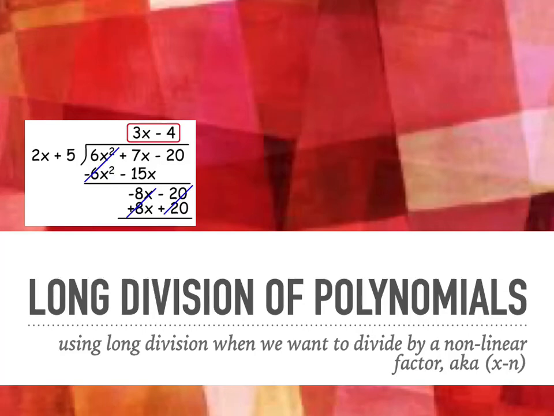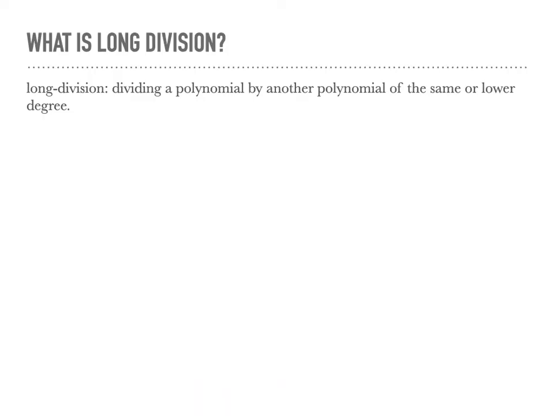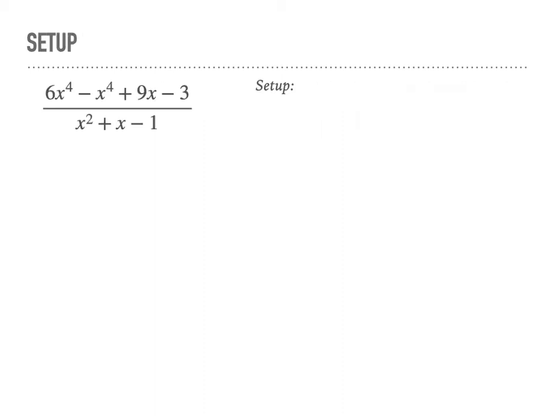Today we'll be discussing the long division of polynomials. Long division is simply dividing a polynomial by another of the same or lower degree. Let's take a look at the setup. Let's say, for instance, we had this given polynomial divided by x squared plus x minus 1. Here's how we would set it up.